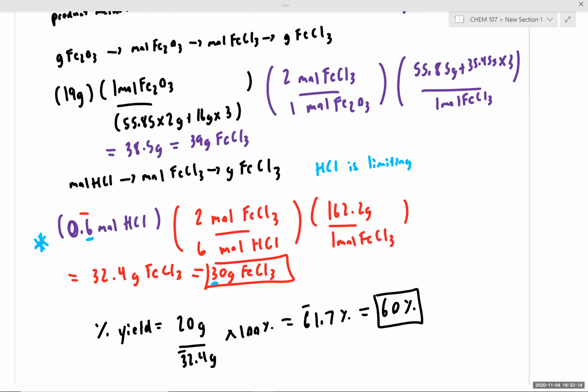Does that make sense to everyone? Sorry, what was that? I thought when it asked for the 20, it said 20.0 for the isolated yield. Yep. And so even though our top number has three sig figs, our bottom number with one functional sig fig limits the amount of significant figures we can report in our final answer. Got it. Does that make sense? Yeah, thank you. Perfect.